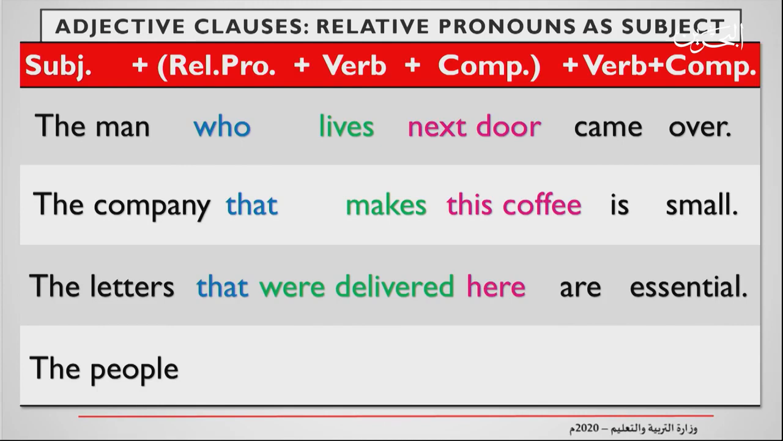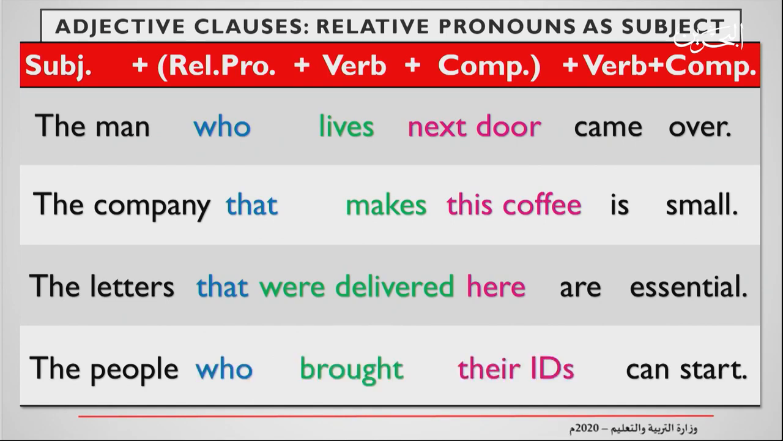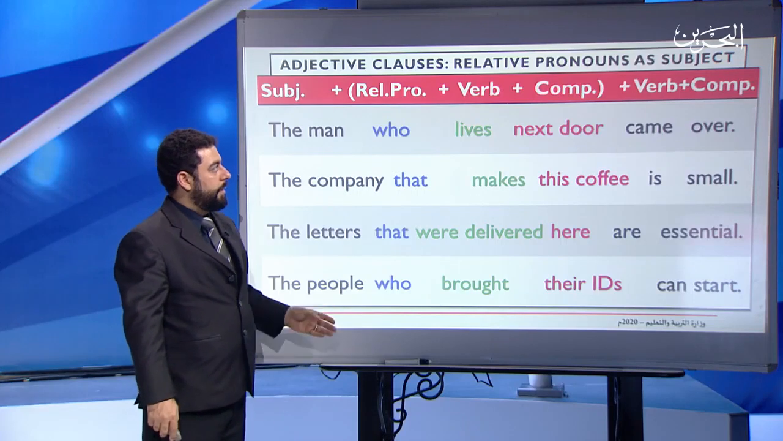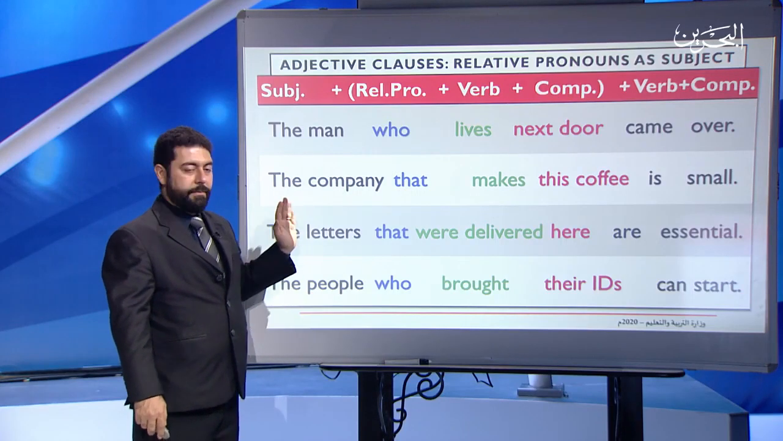Okay, let's change to people. The people can start. You see, in the form of verb, I use the modal. You say can start, right? So I say the people who brought their IDs can start. The people who brought their IDs can start. These pronouns are as subject.